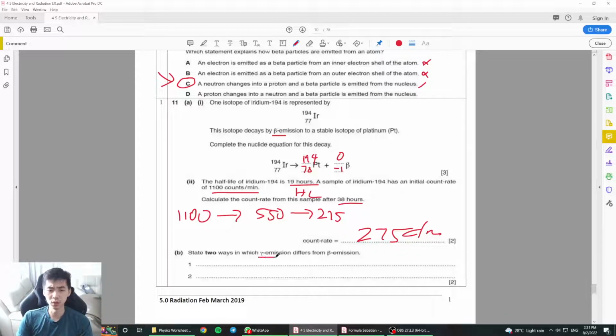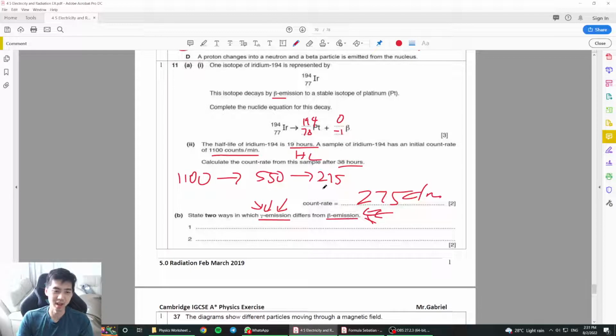State 2 ways which gamma emission differs from beta emission. Gamma is an electromagnetic wave. Beta emission is an electron. Gamma, there is no charge. Beta is negatively charged. Anything along the lines. There's so much, man. Gamma travels at the speed of light. Beta does not. Right? There are a lot of answers that you can write. Anything that's logical is acceptable.